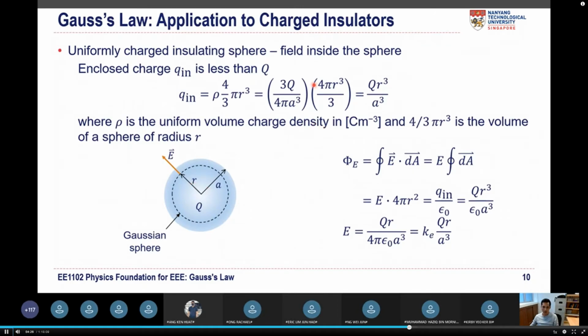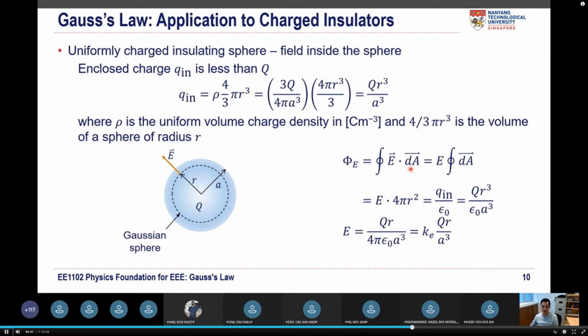So that's going to give us our volume charge density, and this is going to give us the volume of the Gaussian sphere. When you multiply the two together, it's going to give us the total charge enclosed within this Gaussian sphere, which is given by this equation.